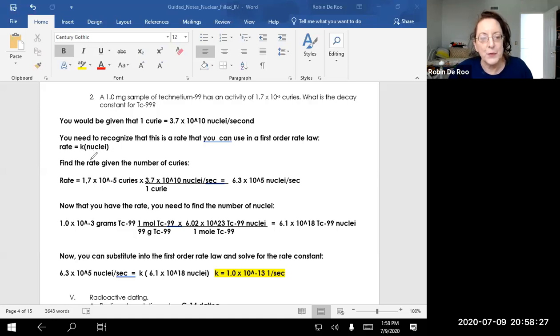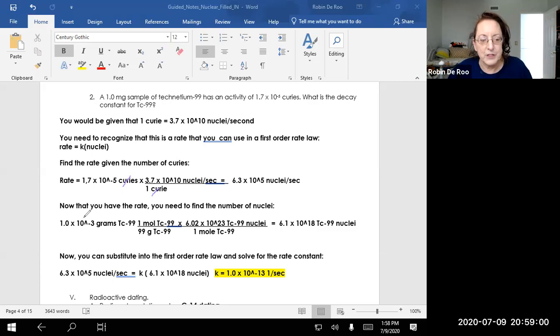We want to find the rate given the number of curies. So 1.7 times 10 to the minus 5 curies times 3.7 times 10 to the 10 nuclei per second per curie. Our curies would cancel. We would get 6.3 times 10 to the 5 nuclei per second. Now we have the rate. We need to find the number of nuclei.